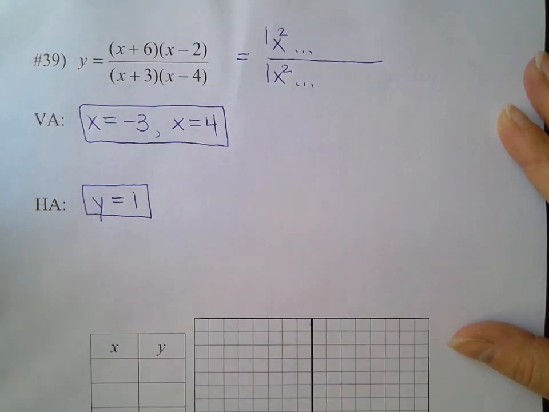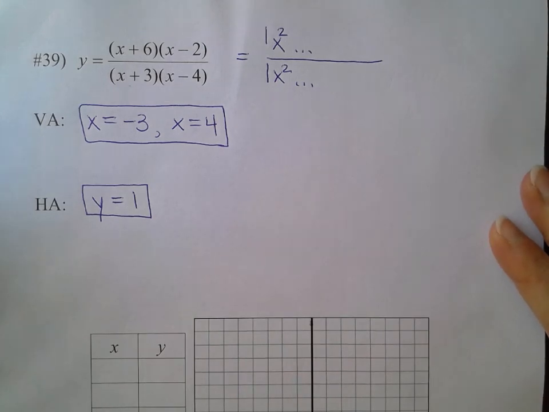Okay, do we have a hole? No, because we didn't cancel. Do we have an oblique asymptote? No, because the numerator does not have a power that's one higher than the denominator. Okay, so just these.